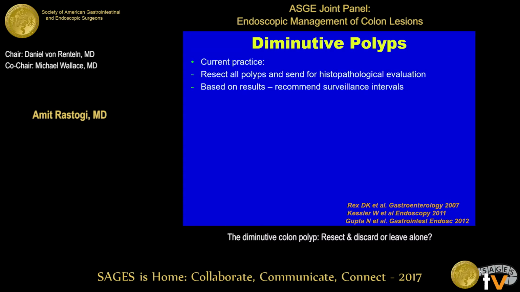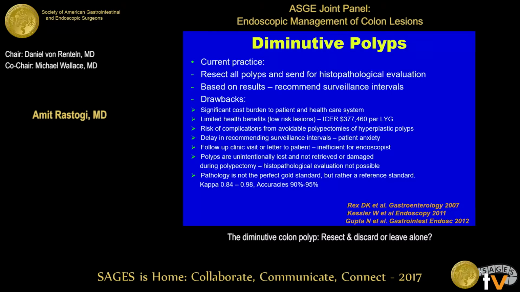So what is the current practice? Current practice is we resect all the polyps we find and send them for histopathological examination. The only caveat is if you find pale, small hyperplastic polyps in the rectosigmoid, you usually sample a few and don't remove 10, 15 of these because you have a high suspicion that these are hyperplastic. And then based on the histology recommendations, you recommend the future surveillance intervals.